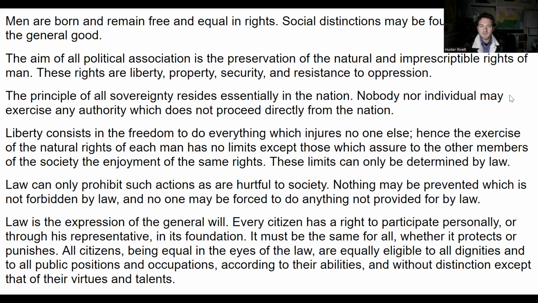The aim of all political association is the preservation of the natural and imprescriptible rights of man. Of course, the root word is prescribed. They're natural and they have been given to man, right? You get a prescription, it's prescribed to you, it's given to you. It's your right, right? These rights are liberty, property.